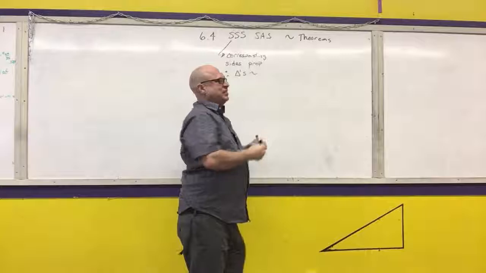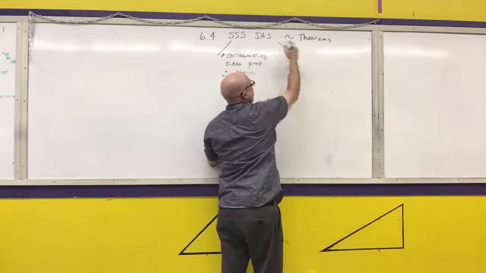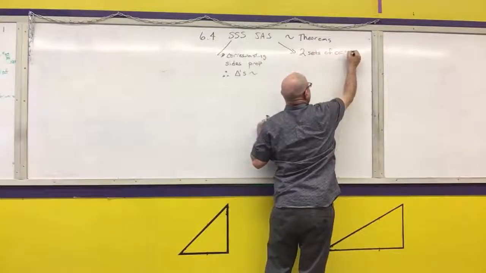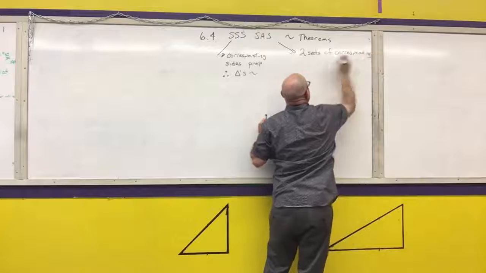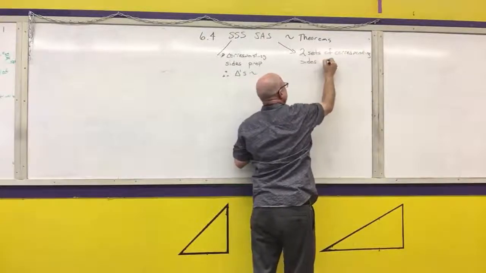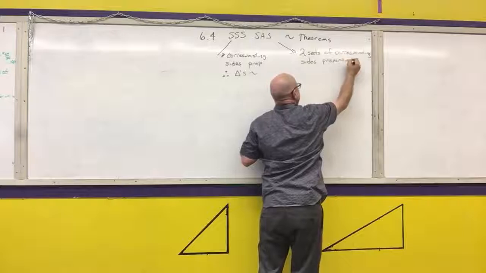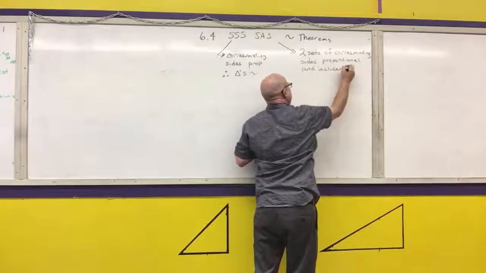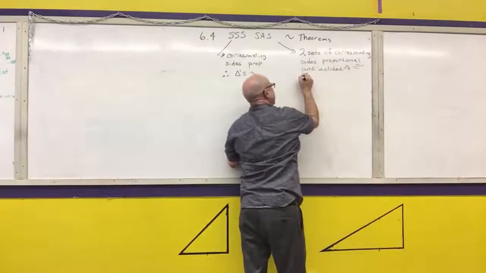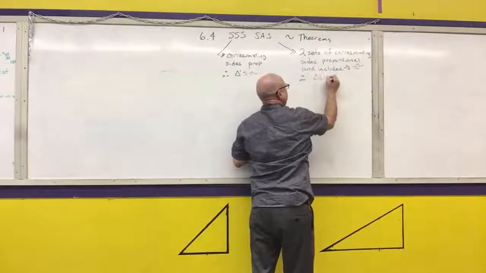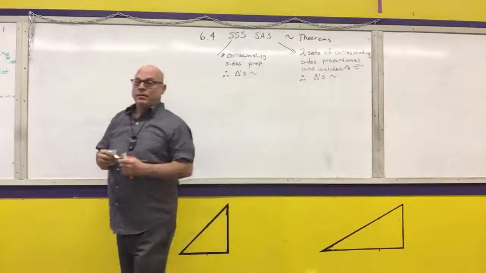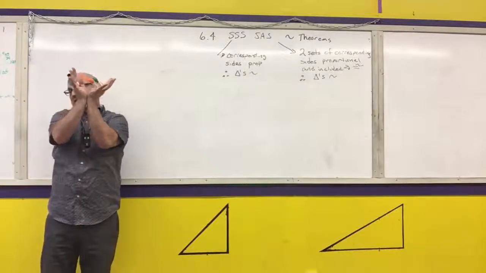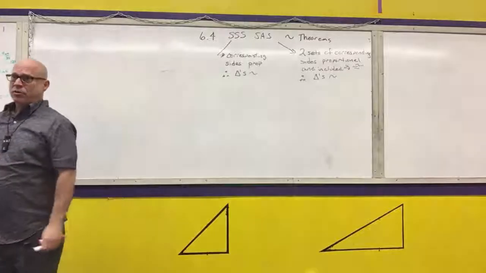The side-angle-side theorem says, if you have two sets of corresponding sides proportional, and the included angle is congruent, then the triangles are similar. So the side-angle-side says I've got two sides proportional plus the angle has got to be in between those two sets of sides that are proportional.